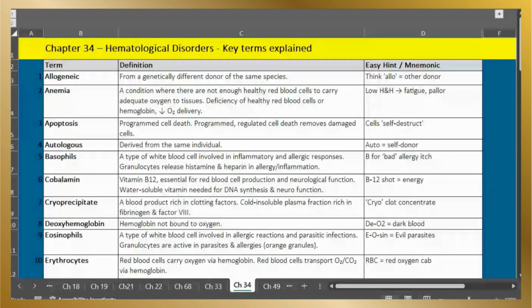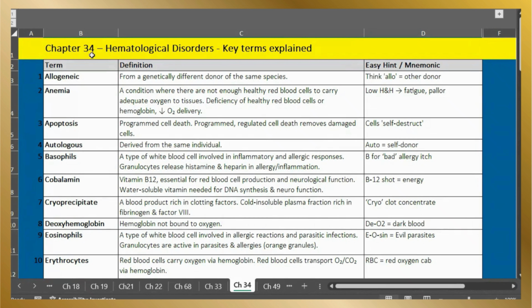Chapter 34 is Hematological Disorders. It's about red blood cells, white blood cells, bleeding, and lymph node disorders. And the chapter talks about 11 of them, and each of them has terminology in the chapter. Each keyword from the book is right here.